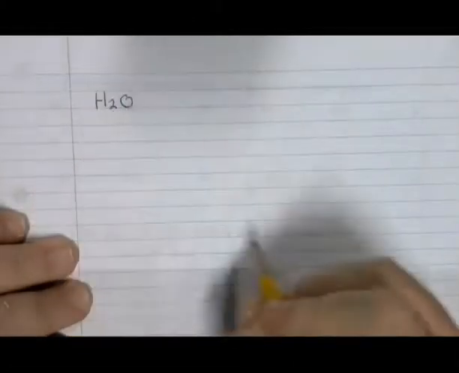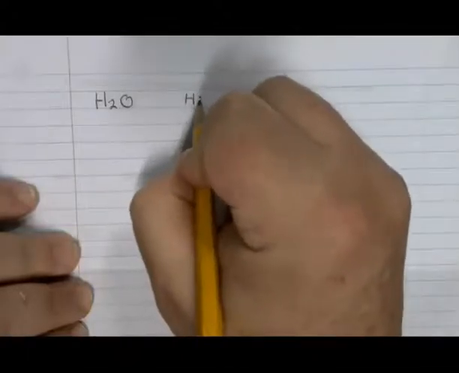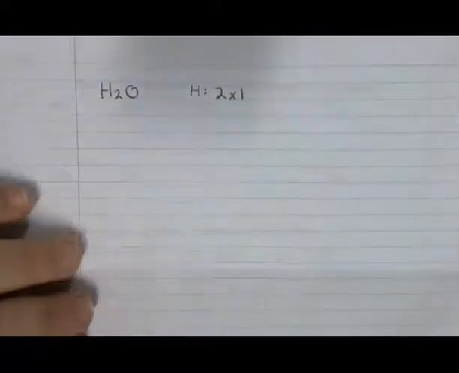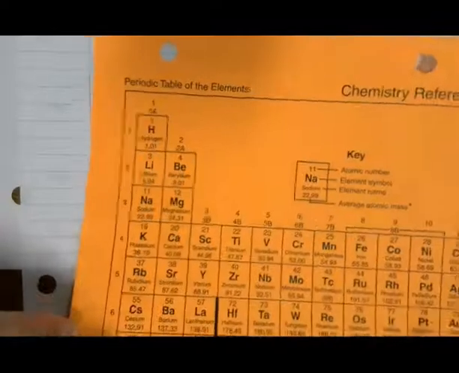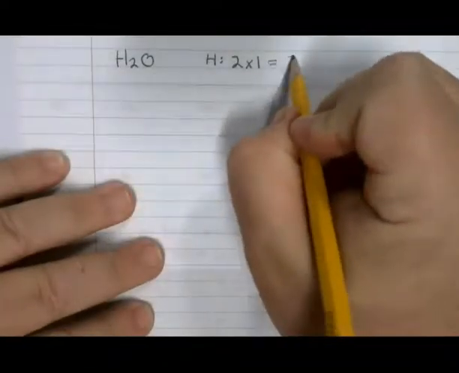So what you need to do first is count the valence electrons. For hydrogen, there are 2 hydrogens times 1. Each one has 1 valence electron. Then you come over here, and there it is right there. It's in the first column. It has 1 valence electron. That means there's a total of 2 there.